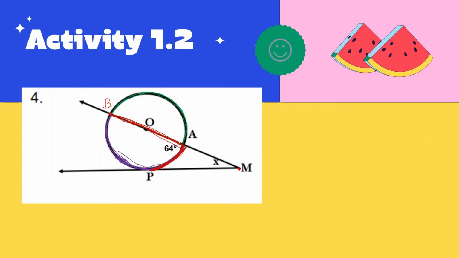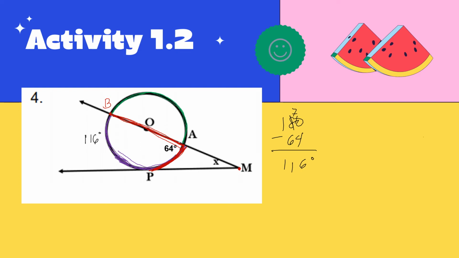So, kung that is 64 degrees, anong magiging measurement ni arc BP? Knowing that arc BPA is a semicircle or half circle, which measures 180 degrees, it means we're going to subtract 64 from 180 degrees. So, 180 minus 64 is 116 degrees. Sino yung 116 degrees? Yun ay si arc BP.